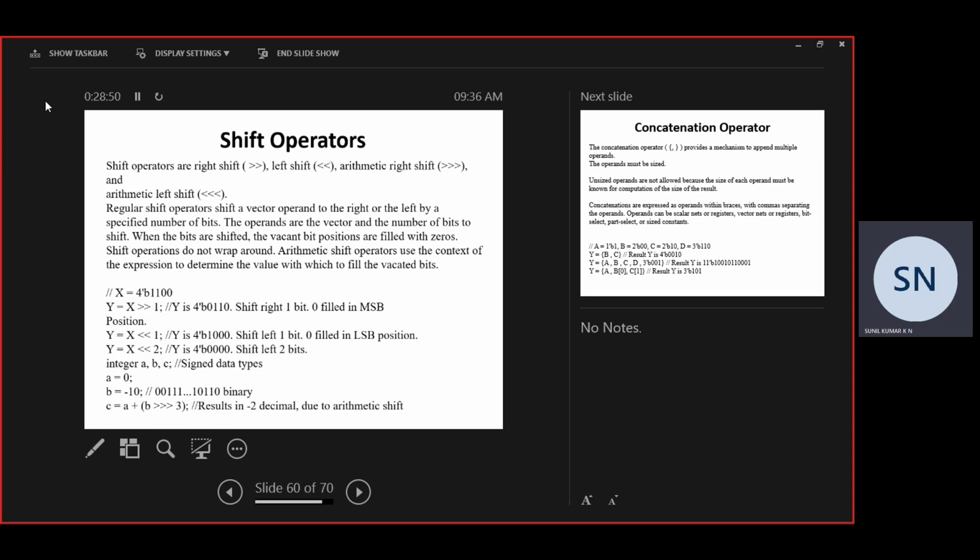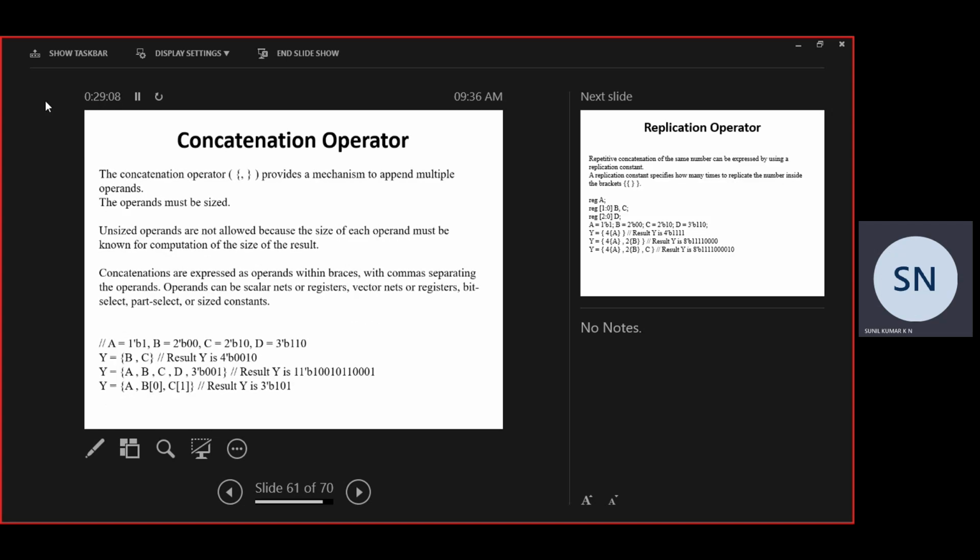So C will be equal to A plus B arithmetic right shift by 3. Arithmetic right shift by 3 means the appended positions will be filled with 1 in the shifted version. So that is the difference between the arithmetic right shift as well as the left shift.